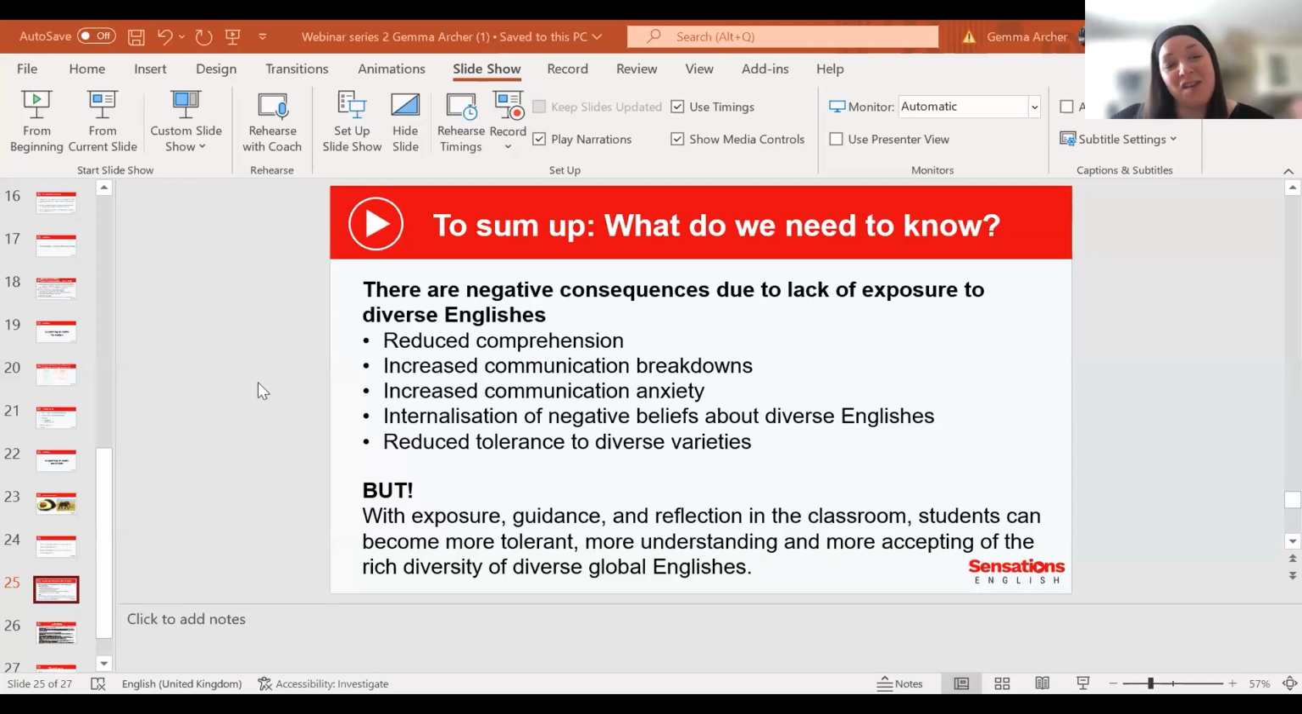But we can change that. We can provide the exposure and the guidance and the reflection in the classroom to help students become more familiar and more tolerant to diverse global English accents.